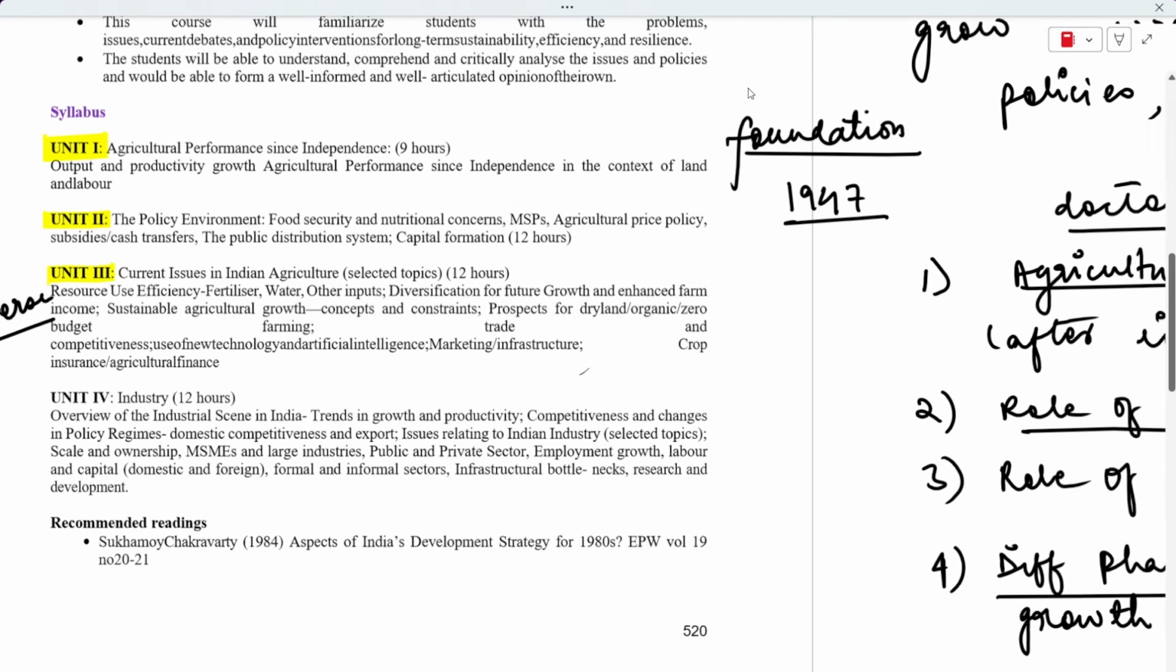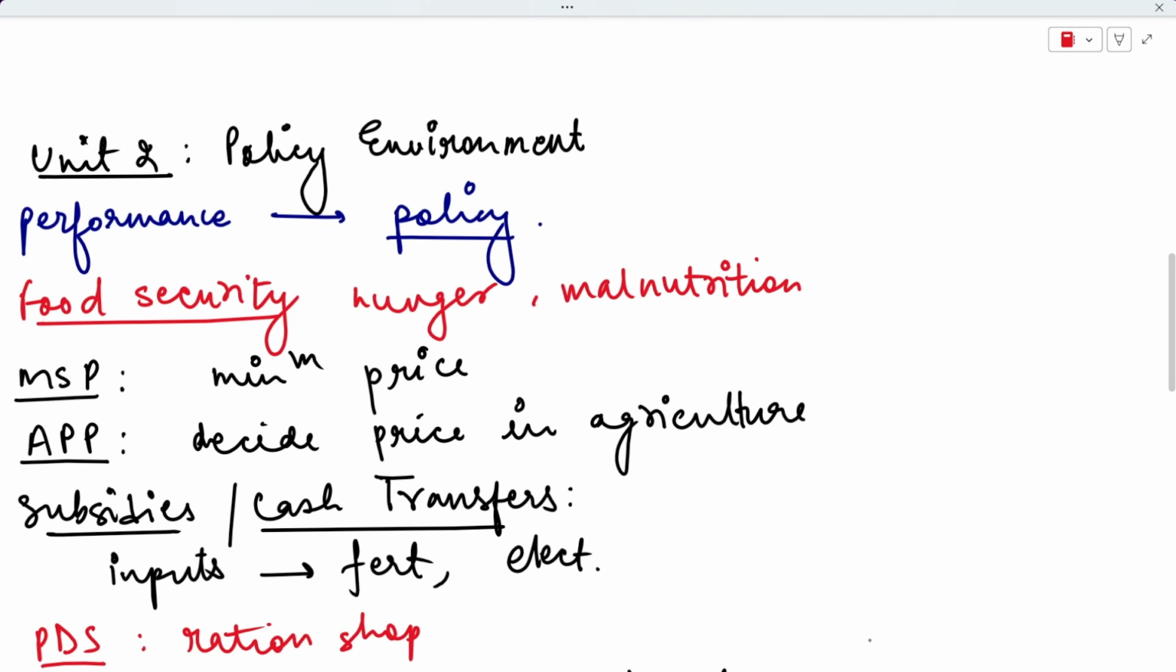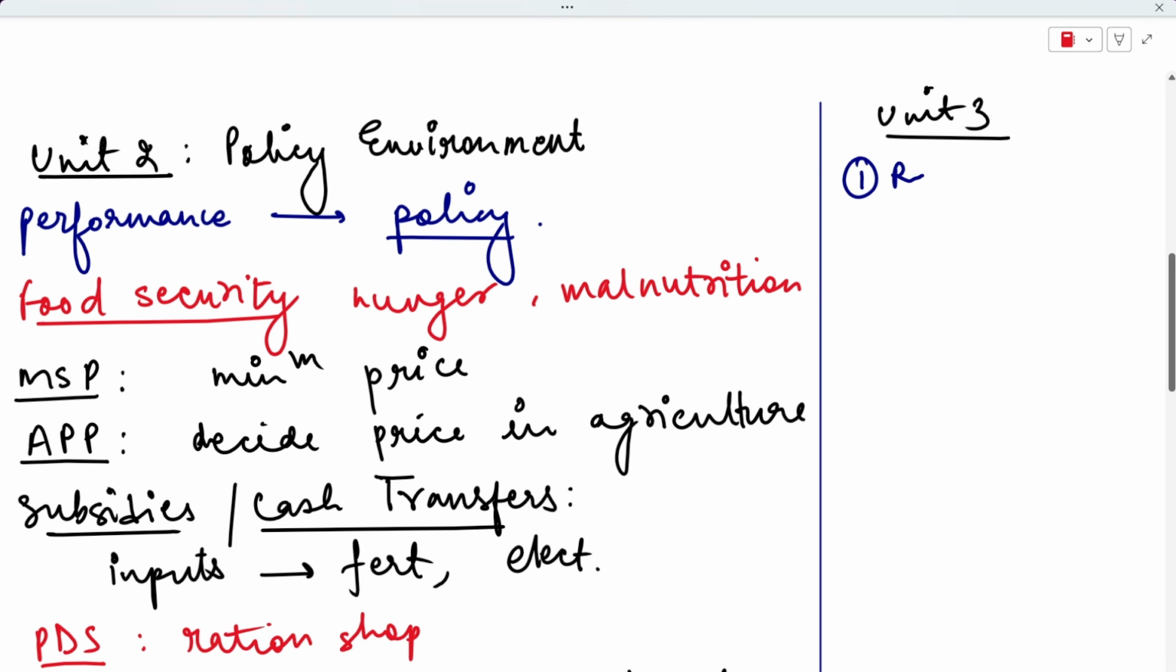So what are we going to talk about in unit 3? Let us discuss that quickly. I'll write it here, unit 3. In unit 3, we are going to look at something known as resource use efficiency.